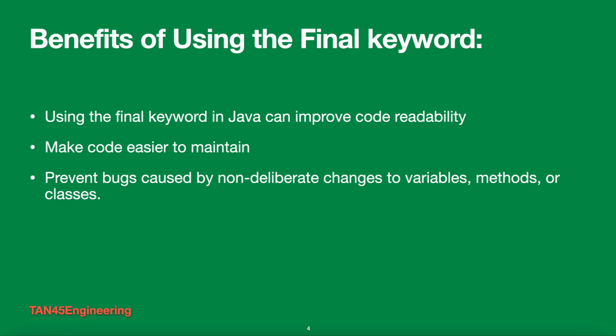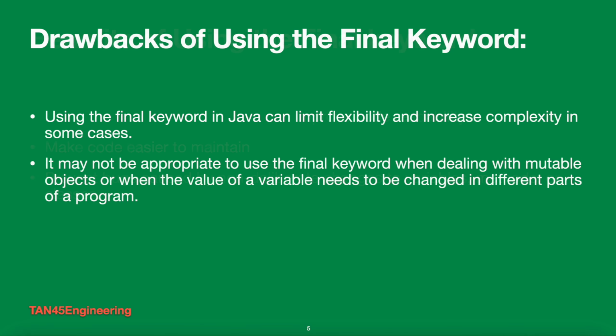What are the benefits of using the final keyword? Using the final keyword in Java improves your code readability. It makes the code easier to maintain. Plus, it prevents bugs that come from non-deliberate changes to variables, methods, or classes. There are some drawbacks as well. Using the final keyword can limit your flexibility and increase the code complexity. It may not be appropriate to use the final keyword when dealing with mutable objects or when the value of the variable needs to be changed in different parts of the program.